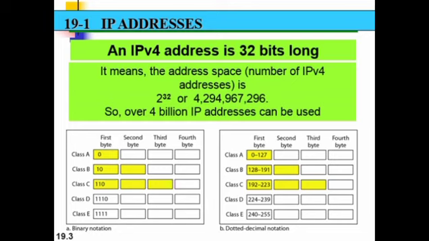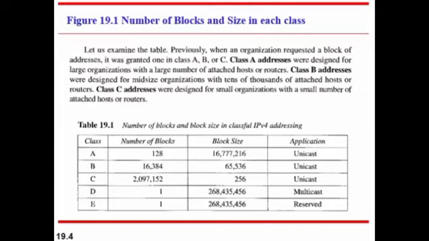Now let us discuss what the first byte, second byte, third byte and fourth byte are specifying, and then we will also discuss the net IDs and host IDs, right? Here you can see that we have some highlighted bytes. 1 byte is equal to 8 bits. Here you can see the number of blocks, the block size, and then their applications. These are all the classes.